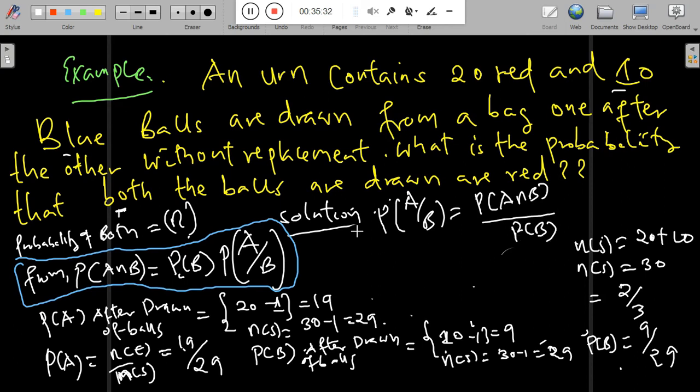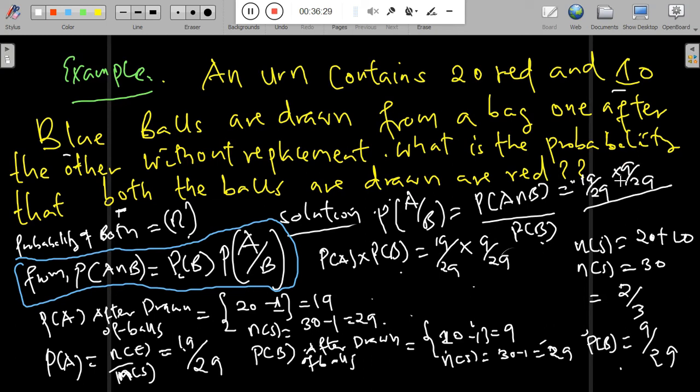Now, when we apply our formula, the probability of A given B is equal to probability of A intersection B divided by the probability of B. So probability of A times probability of B is given by taking out the probability of A, that is 19 over 29, and we times the probability of B, that is 9 over 29. So the answer will be equal to 19 over 29. So we plug into the formula, the probability of A given B would be equal to 19 over 29, as you can observe.